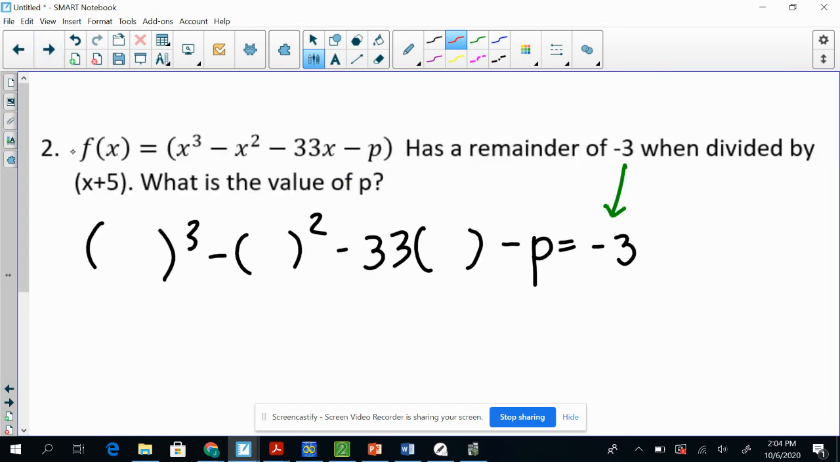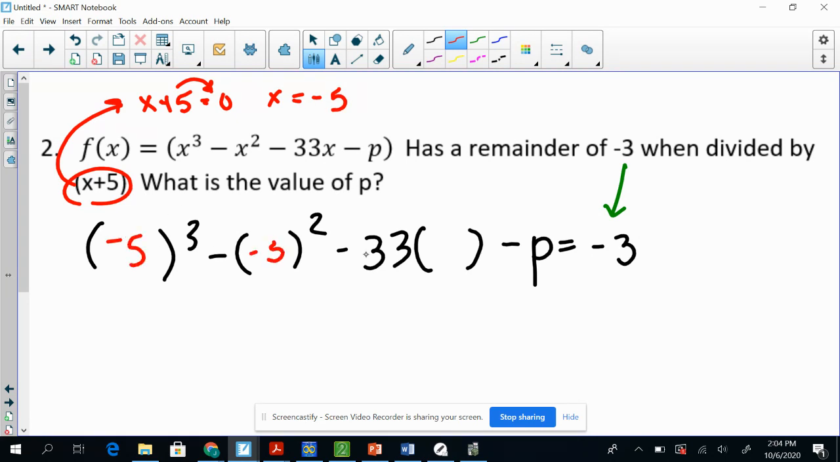Alright, so going again, we have an expression that has a remainder of negative 3, and when it's divided by x plus 5. So in this case, I need to set it equal to 0 and find out what x is. So x is equal to negative 5. So we're going to plug that in all the way across.